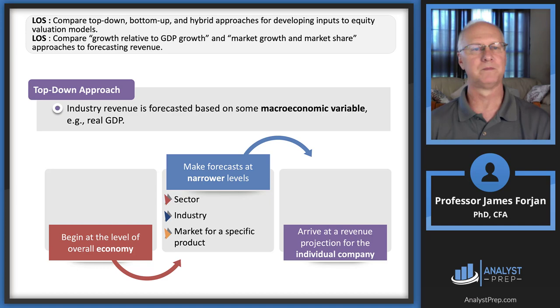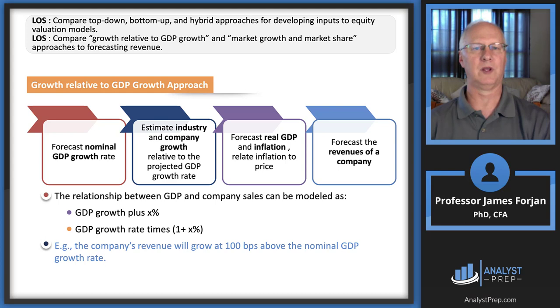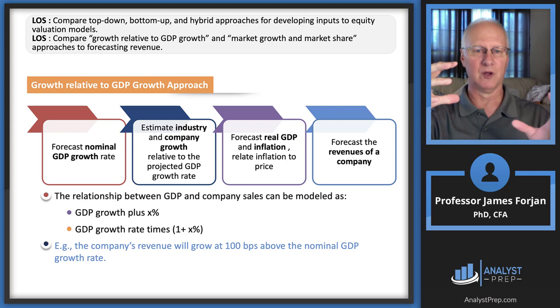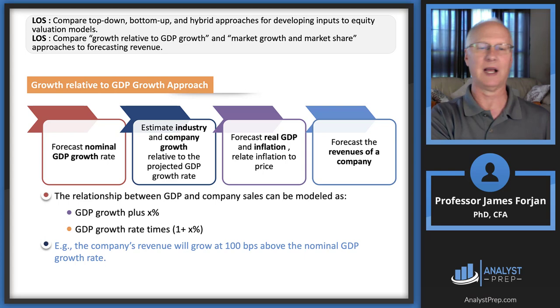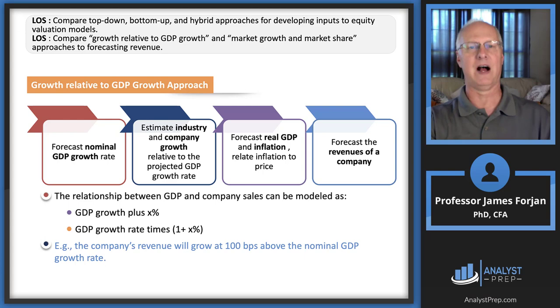Now we can do this a couple of different ways here. So let's go ahead and look at this growth relative to GDP growth approach. So think about this. Here's our GDP, what did I say, 5%. So we need to figure out what's happening inside of each of those industries and then what's happening inside of each of those companies. So let's go through that flowchart just quickly. So forecast nominal GDP growth rate, then estimate industry growth relative to that macroeconomic growth rate, and then use that industry growth to help identify and estimate company growth rates. And then, of course, we need to worry about inflation.